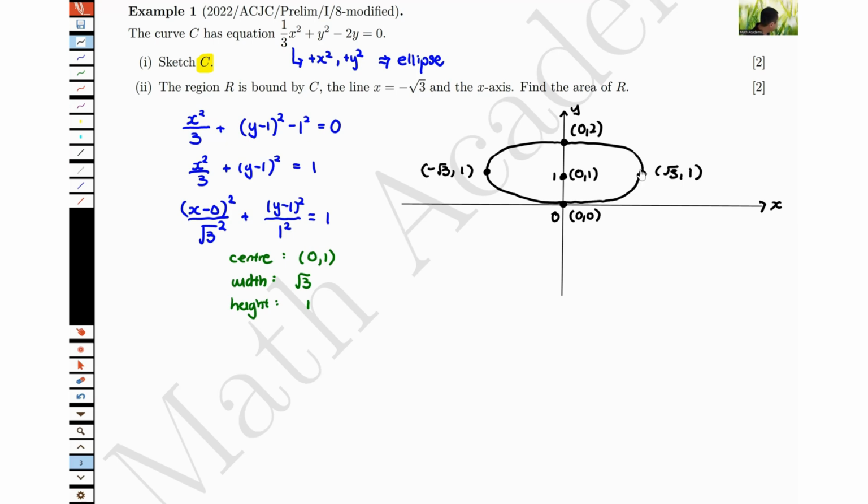So we'll look something like this. And to complete the shape of the ellipse, after you have labeled all the vertices and the center, good for you to indicate the width and the height. So this is 1 unit, and the width here is your √3 units. This is your curve C. Okay, so nothing new for now. It's exactly the same as what we went through.